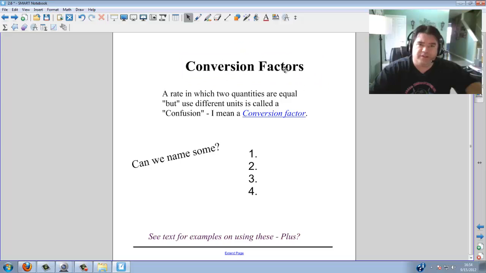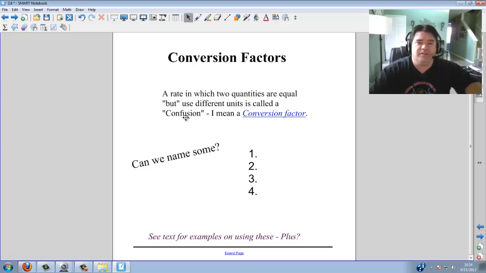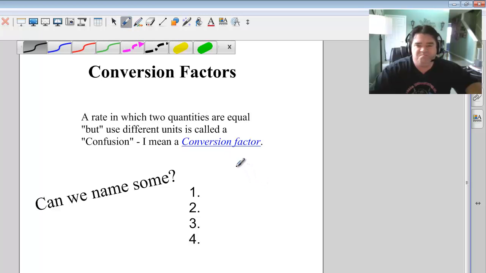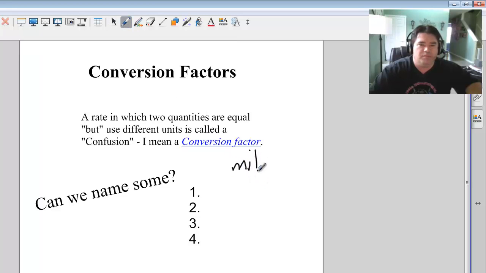Something called conversion factors. Now, a conversion factor is a rate in which two quantities are equal, but use different units. I was trying to make a funny there, but I crossed myself up. So, can we name some? Let's see what we have here. It says see text for examples on using these. So, a rate in which two quantities are equal but use different units. So how about this? Suppose I had miles per gallon.